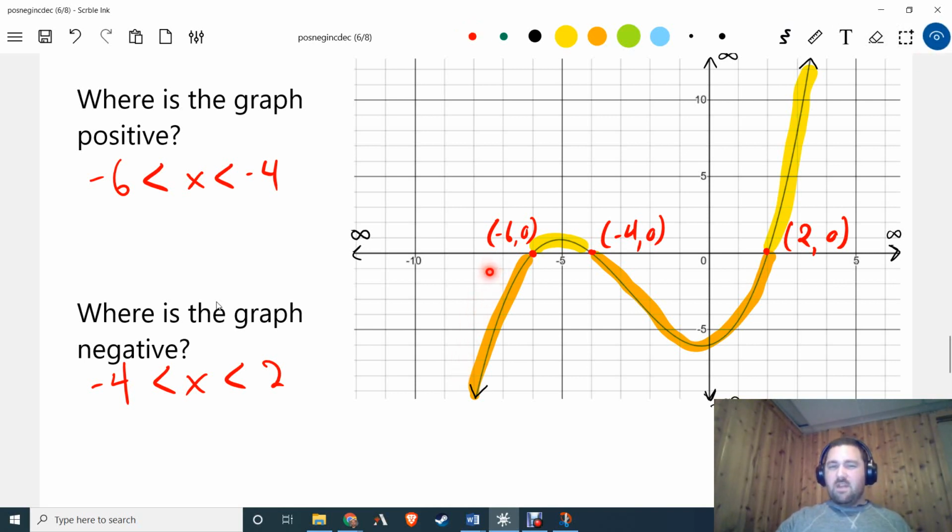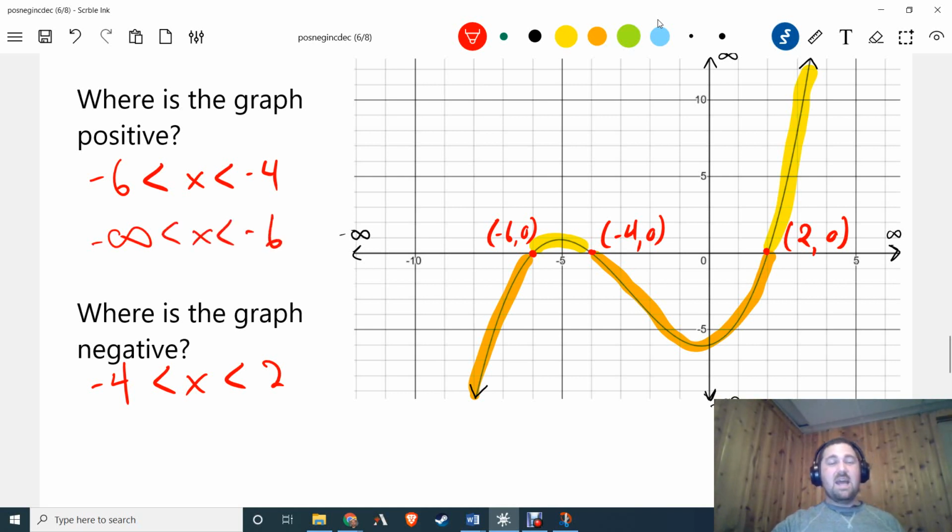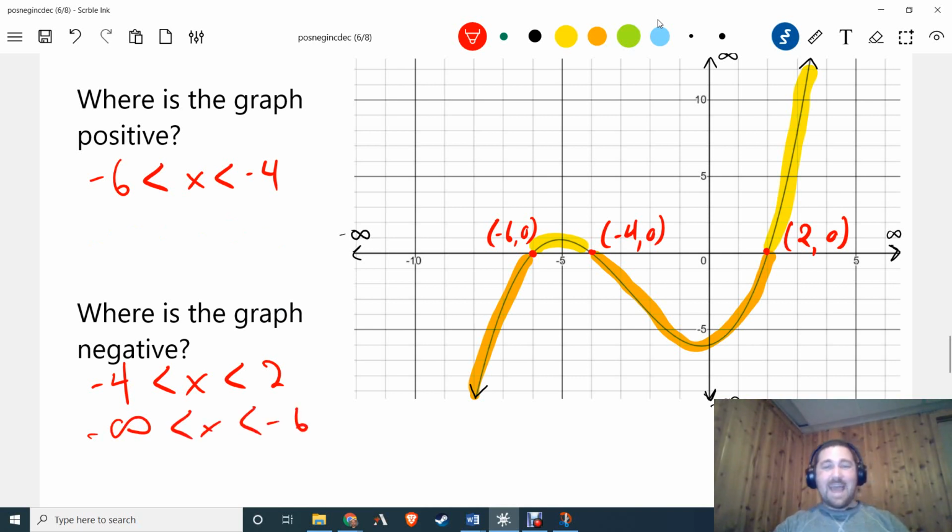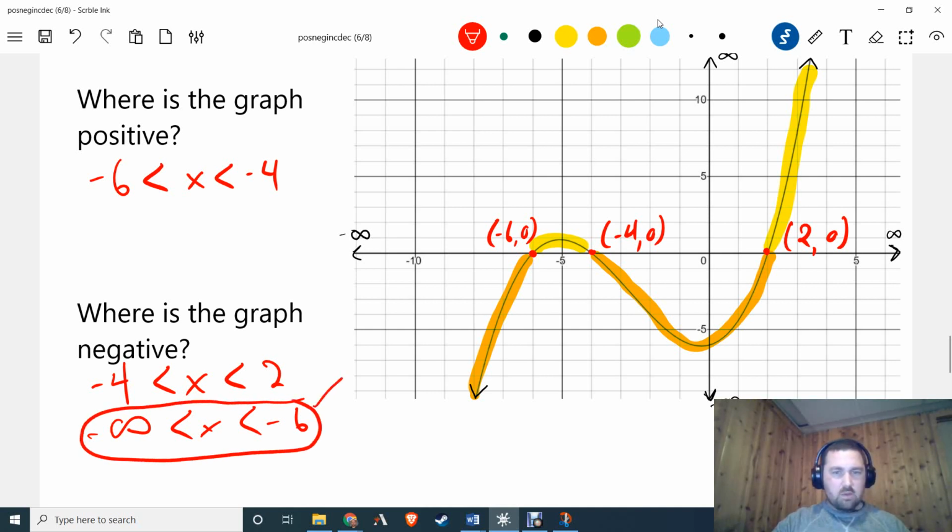So what do we put for this? I mean, how far to the left does this go? It just keeps going and going forever, all the way to negative infinity. So we're going to do a very similar idea, but from negative infinity, everything from that all the way up to -6. Negative infinity is less than x is less than -6. Oh, sorry, I'm doing the negative part. Negative infinity is less than x is less than -6. It's negative in this whole part.